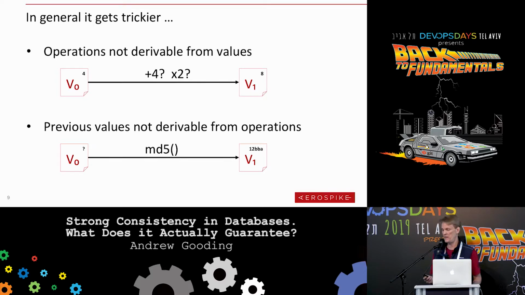Similarly, previous values may not be derivable from operations. Obviously, something like a hash takes many different initial values to the same final value, but it's not just hashes. You can do things like an arithmetic mod, or you might have a list that you trim and select stuff out of, and you can see what's left, but if I drop the bottom 10 things, I have no idea what those were before this operation.